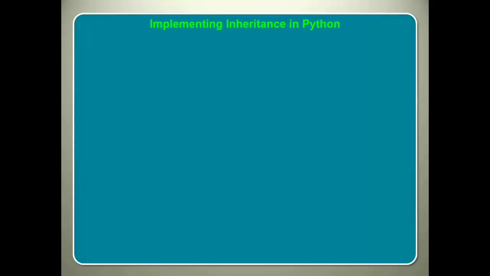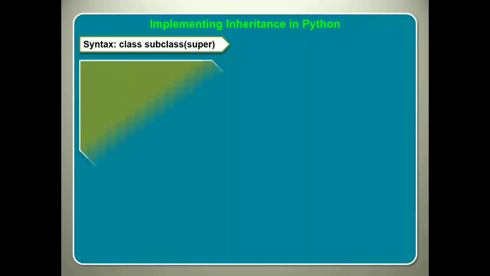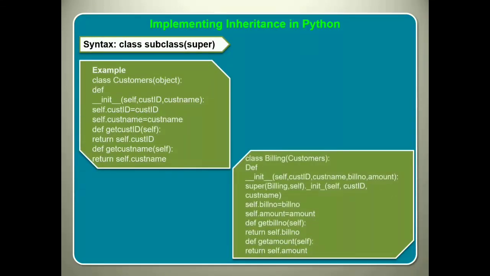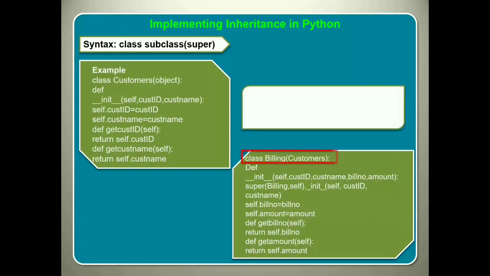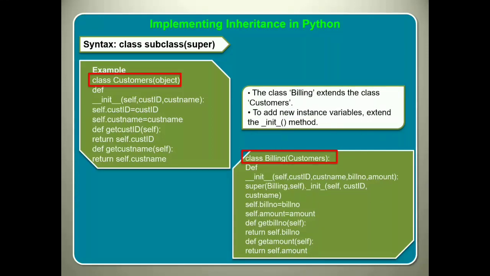Now, let us look at how inheritance can be implemented in Python. Syntax of simple inheritance is shown as follows. Here is a simple example that implements single inheritance. In this example, as you observe, the class billing extends the class customers. The class billing adds 2 instance variables, bill number and amount. In order to add new instance variables, you need to extend the init method defined in class customers. The init function of subclass billing initializes customer ID and customer name attributes of superclass customers and also creates new attributes bill number and amount.